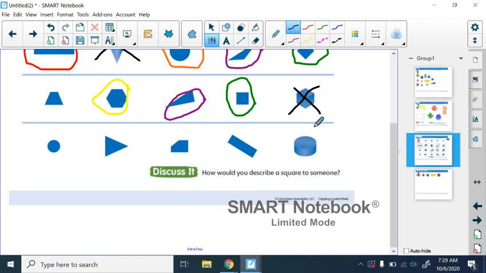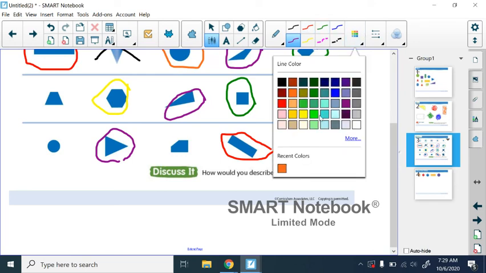All right, I'm going to put an X around the cylinder. The cylinder is a solid shape. And I found a rectangle. So I'm going to circle it red. I found a triangle. So I'm going to put a purple ring around it. And I also found a circle. So I'm going to put an orange ring around it.